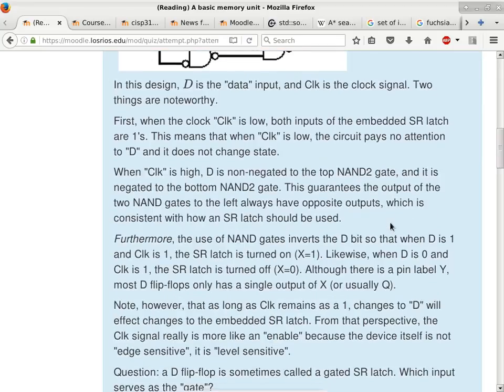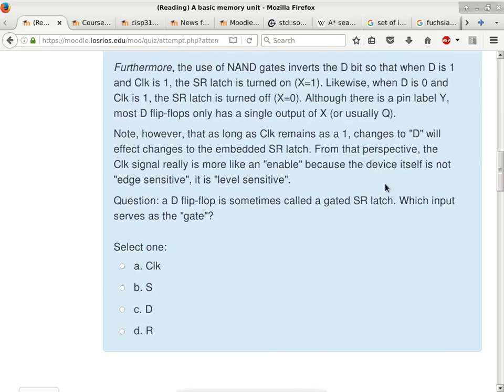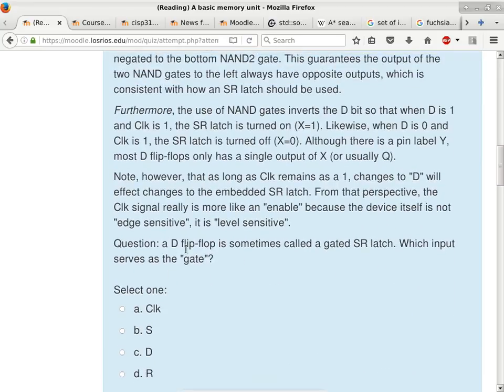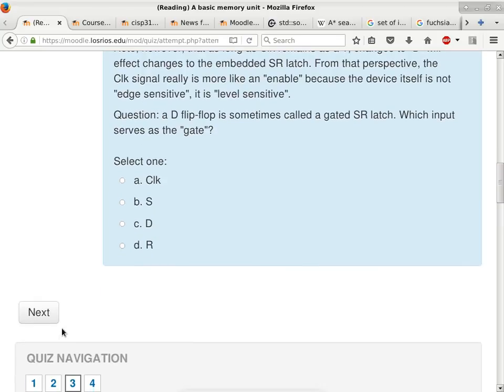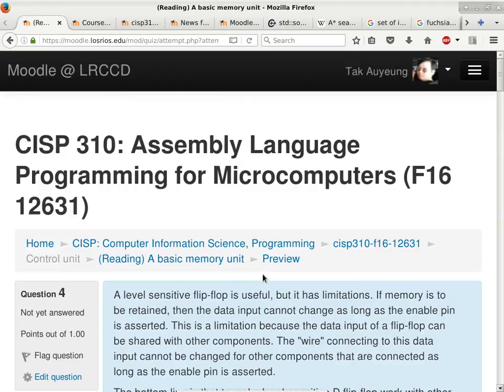So I just described what this part is talking about. The question is, a D flip-flop is sometimes called a gated SR latch. Which input serves as the gate? Once again, I'm not going to answer the question. It is kind of obvious.